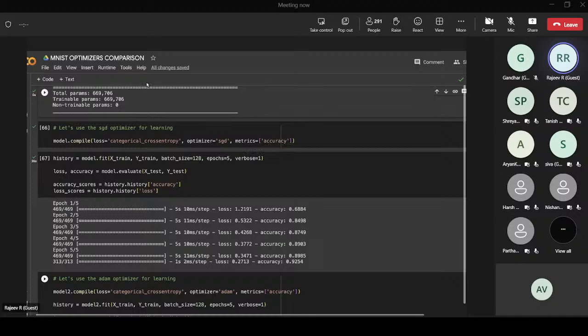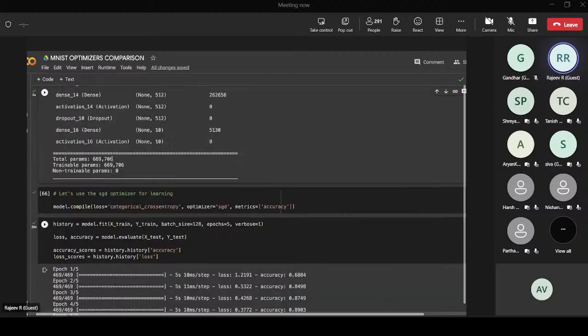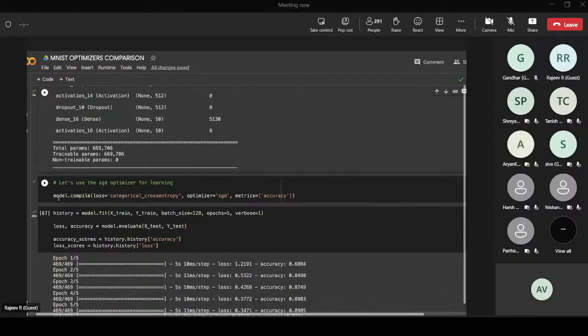I have already gone through all the cells here. So let's see what the next cell does. The next cell compiles my model, and I try to train it on this MNIST dataset using categorical cross entropy loss. Now this line is important: optimizer equals SGD. This specifies what optimizer you're going to use. What I used is my gradient descent optimizer. SGD is basically stochastic gradient descent.